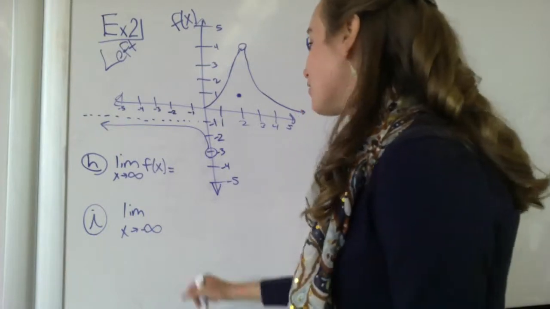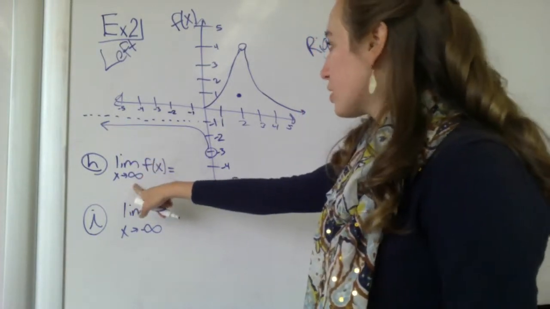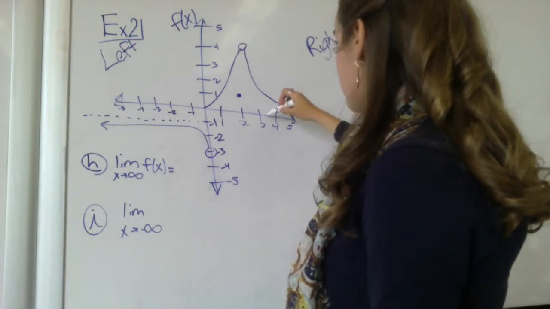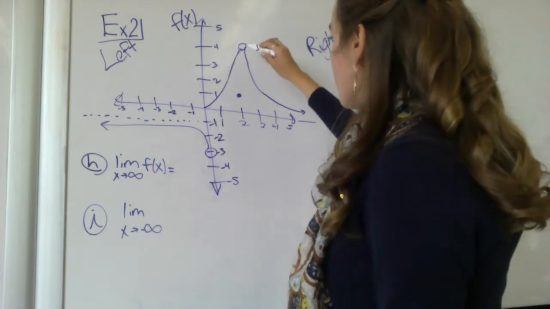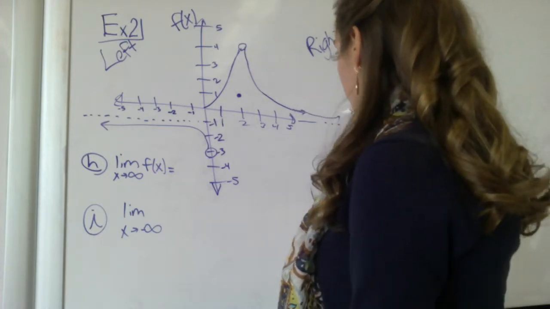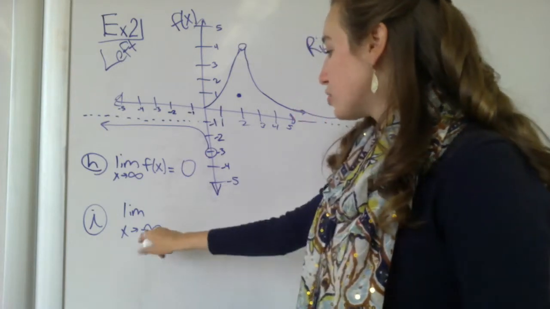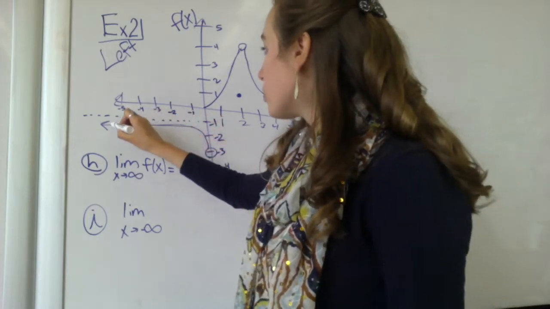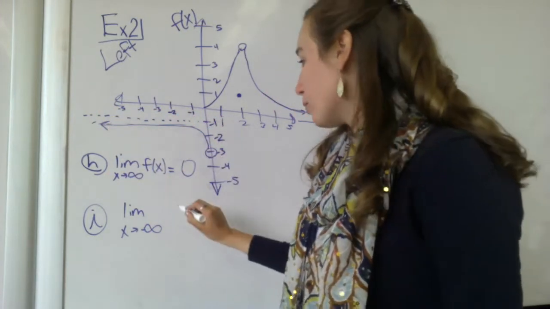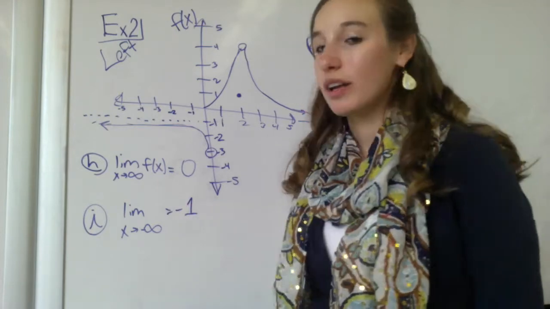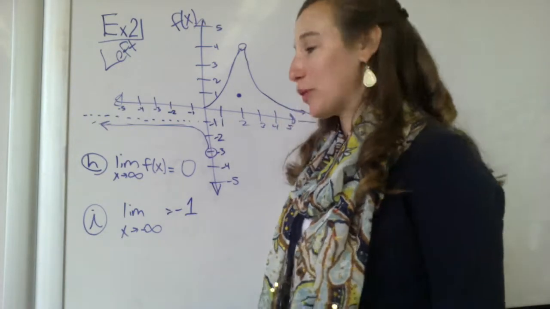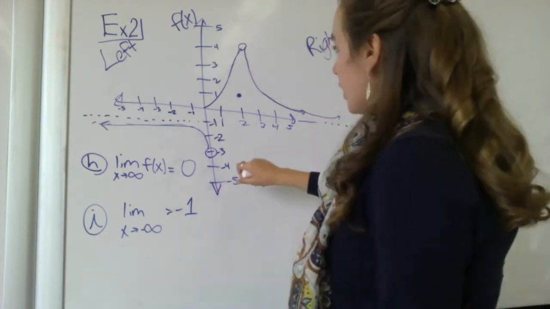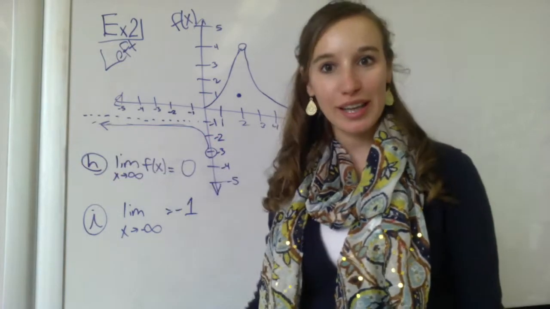Example letter H is finding the limit of f of x as x approaches infinity. As we follow our graph, as x approaches infinity, getting bigger and bigger, your f of x is approaching 0. As x approaches negative infinity, getting smaller and smaller, f of x is approaching the asymptote of -1. So the limit is 0 as x approaches infinity, and -1 as x approaches negative infinity.